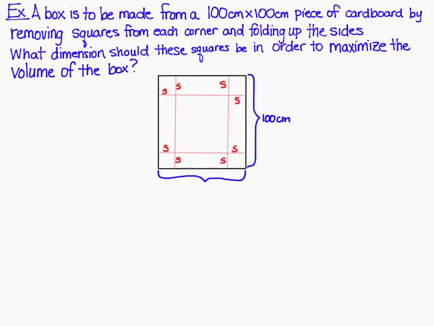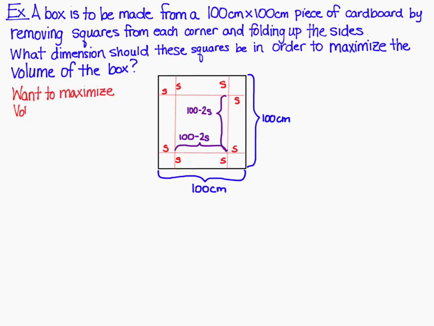So the first step is to draw a picture. Here we see our square shape of cardboard. Notice that it's measured 100 centimeters by 100 centimeters, and we are cutting squares of length s by s from each of the four corners. We'd like to maximize the volume of the box that's formed when we cut out these corner squares and fold up the sides. Notice that the inside lengths will be 100 minus 2s and 100 minus 2s.